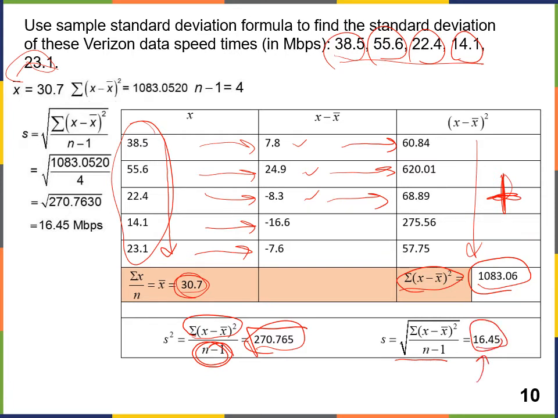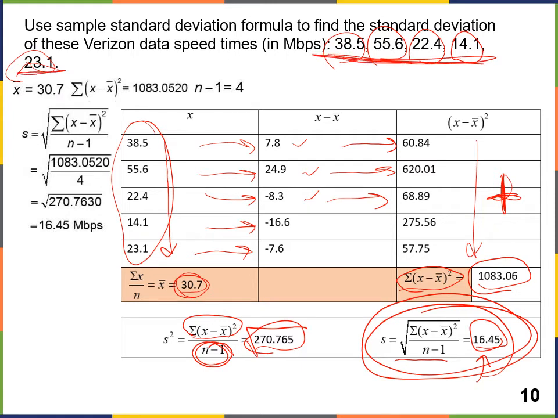Now, again, what does this tell me? This is the important number. What does this tell me? What this tells me is that the data speeds in this data set are varying away from the mean, which was 30.7, at a rate of 16.45, in this case, megabits per second. Okay? So it's a pretty big variation relative to the numbers we're looking at.